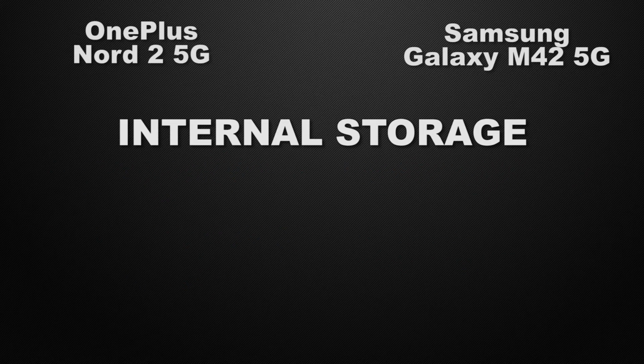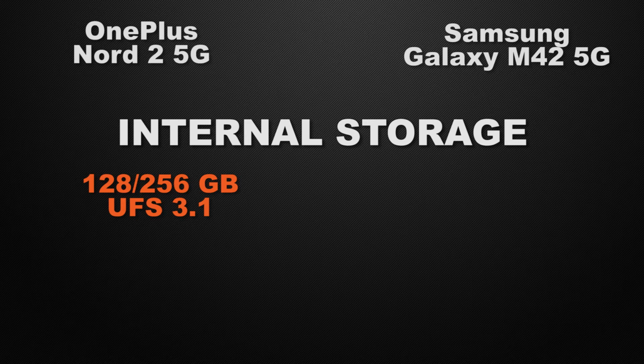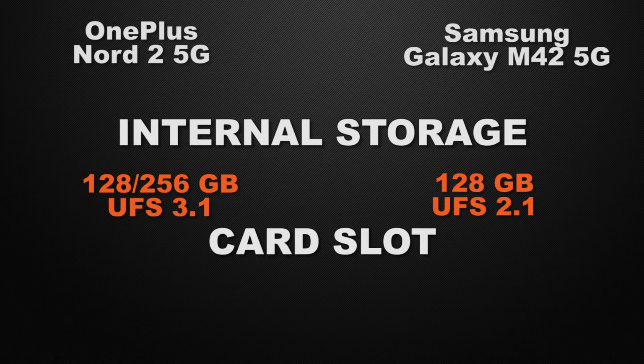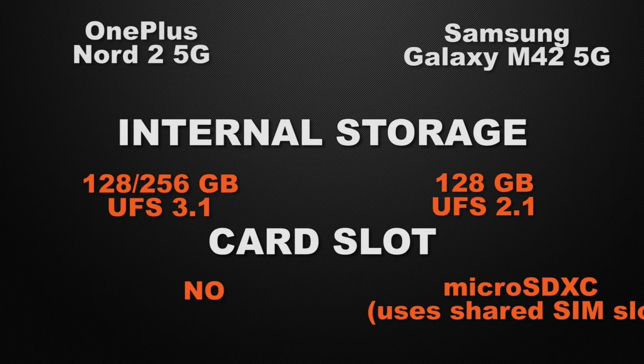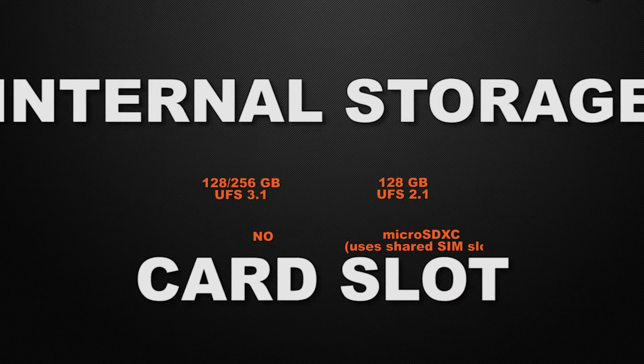Let's talk about the internal storage of the devices. Nord 2 comes with 128 and 256 GB of storage, whereas M42 has 128 GB of storage. So the winner here is Nord 2 because it has faster read and write speed. And about the external storage of the devices, Nord 2 does not have any card slot, whereas M42 uses a shared card slot. So the winner here is M42.